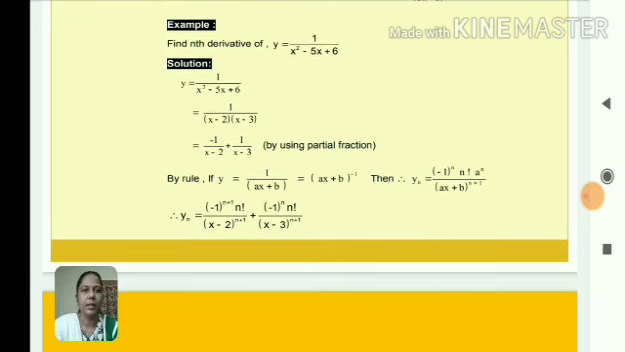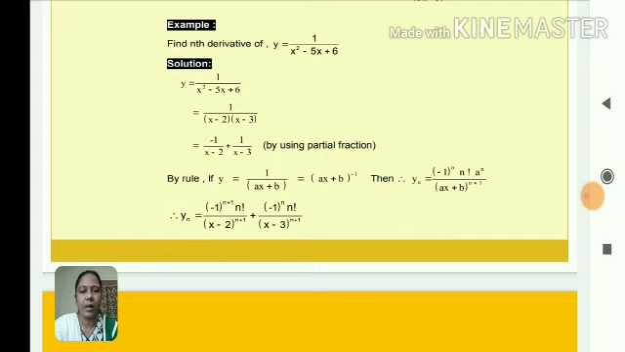Next example is find the nth derivative of y is equal to 1 upon x square minus 5x plus 6. So consider the function y is equal to 1 upon x square minus 5x plus 6, and we know that we can factorize it. It is a quadratic expression, so we can factorize it into (x minus 2)(x minus 3). So it becomes 1 upon (x minus 2) into (x minus 3).